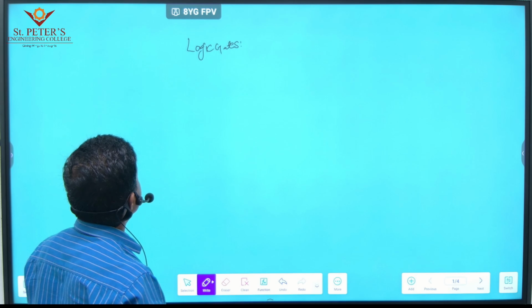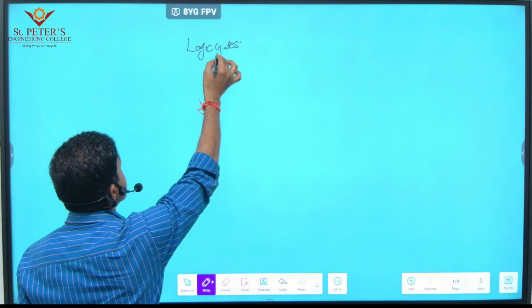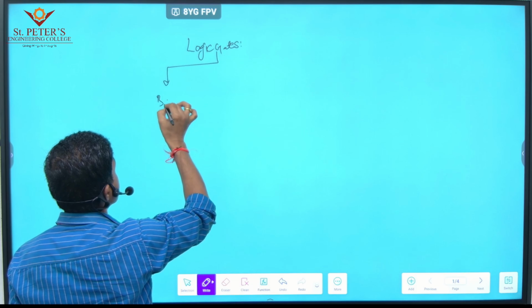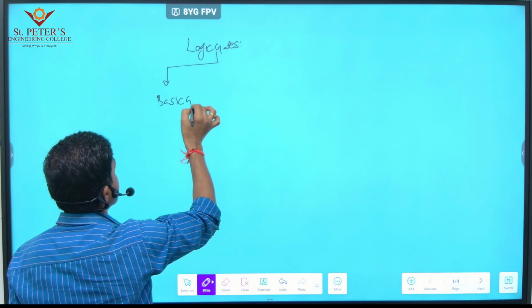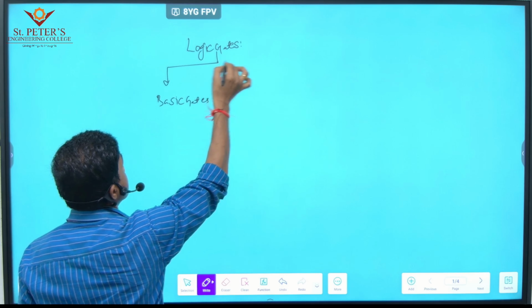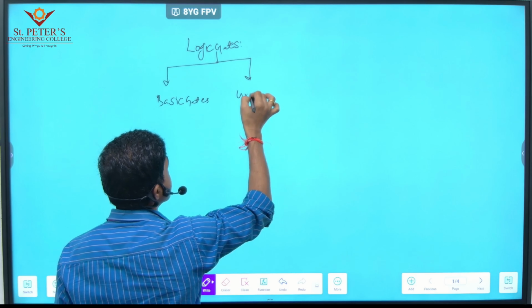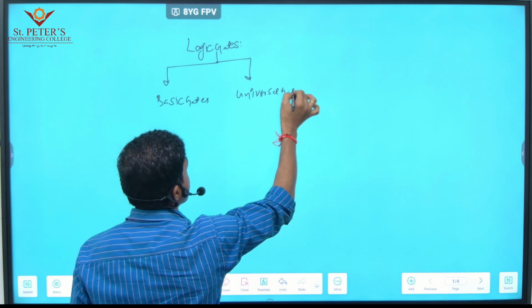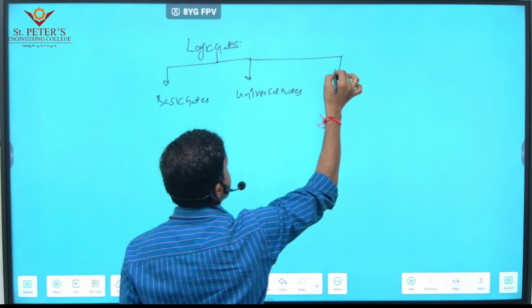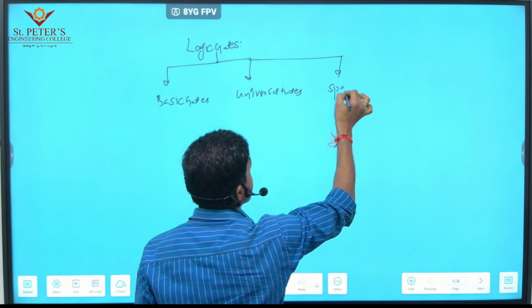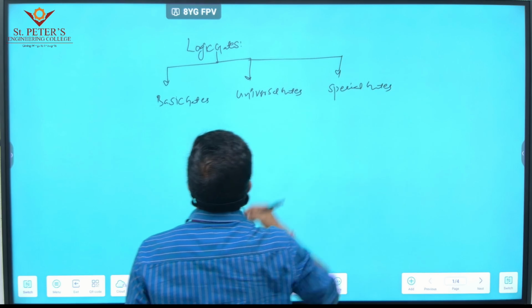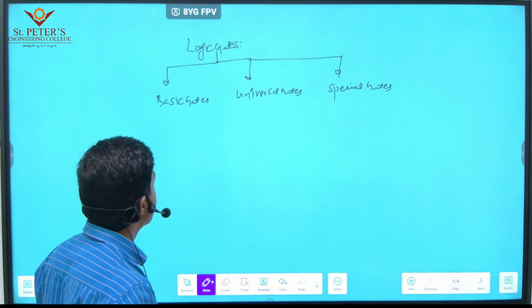Logic gates are classified into three categories. One is basic gates, the second one is universal gates, and third one is special gates. These logic gates are basic building blocks for any digital circuit.